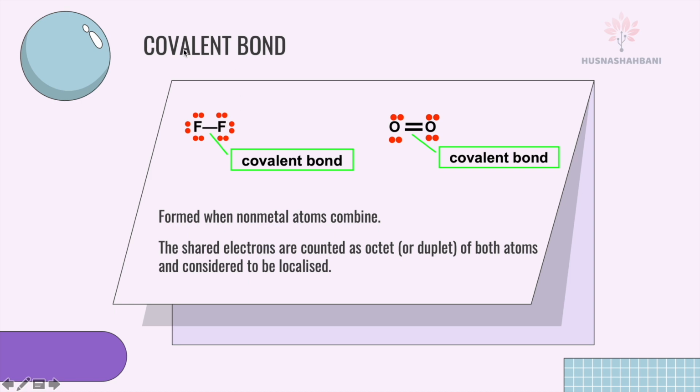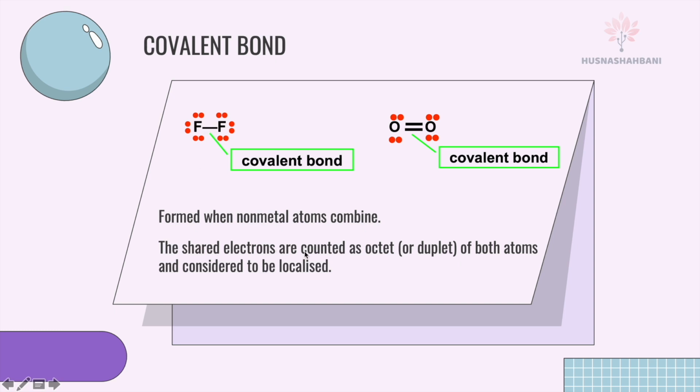For covalent bond, the keyword is sharing electron. Again, they are formed when non-metal atoms combine. Fluorine non-metal atom combined with another fluorine non-metal atom by sharing the electron. One fluorine atom has 7 valence electrons and another fluorine atom has 7 valence electrons. Each fluorine atom shares 1 of their electron, resulting in 2 electrons in the middle, so they are sharing 2 electrons in the middle.